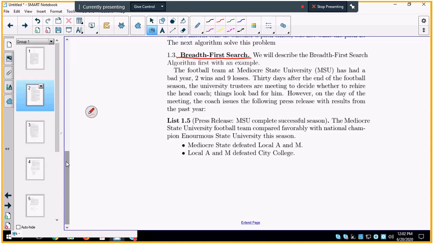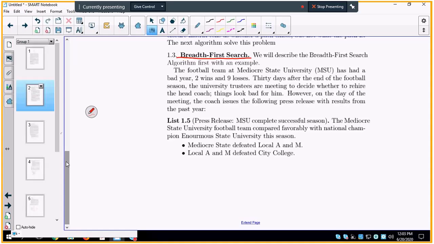So we're just going to describe the breadth first search algorithm, and then it will be included here in the lecture note. But this description, I think, should give you a pretty good idea. So this is kind of a long example, but we'll just go through it. So let's say there's a football team at MSU that has a bad year, 2 wins and 9 losses. So 30 days after the end of the football season, the university trustees are meeting to decide whether or not to fire the head coach.